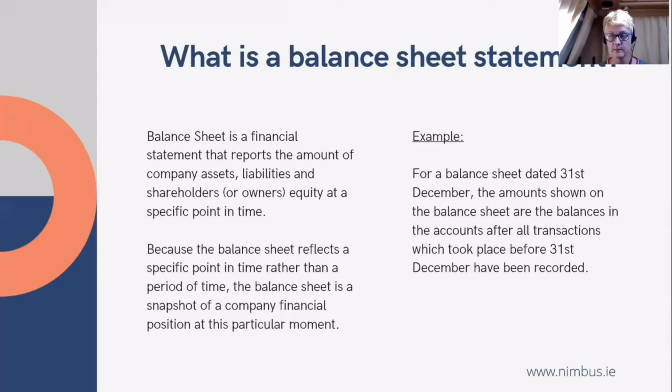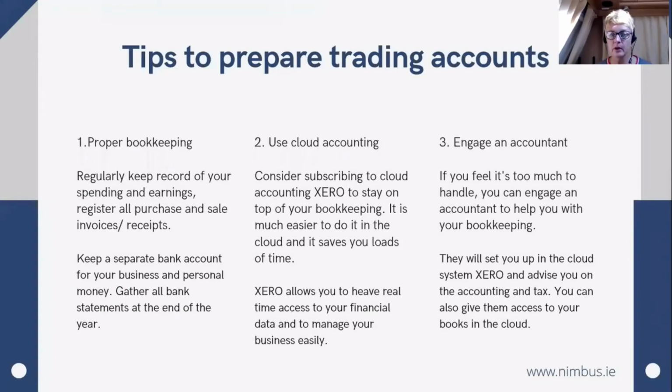Some larger, more complex businesses will do their balance sheet on a regular basis, on a monthly basis, to understand their financial position. But for smaller businesses, it is usually done at the end of the year, 31st of December usually. For example, for a balance sheet dated 31st of December, the amounts shown on the balance sheet are the balances in the accounts after all transactions which took place before 31st of December have been recorded. So remember, balance sheet is at one point in time, profit and loss is for a period of time.